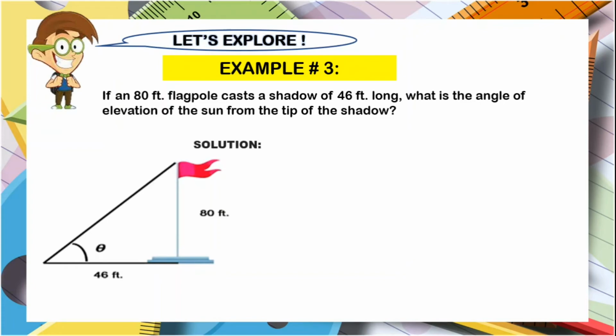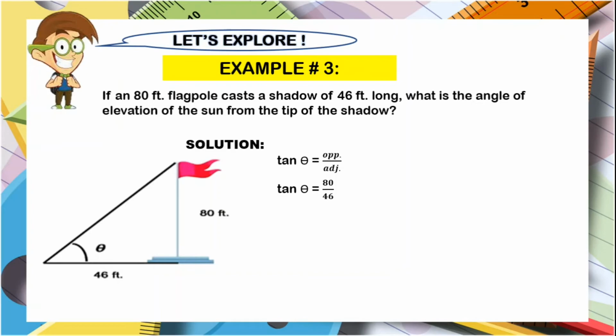The tangent ratio is equal to the opposite side divided by the adjacent side. Setting up the equation using the given in the problem, we have tangent theta is equal to 80 divided by 46.